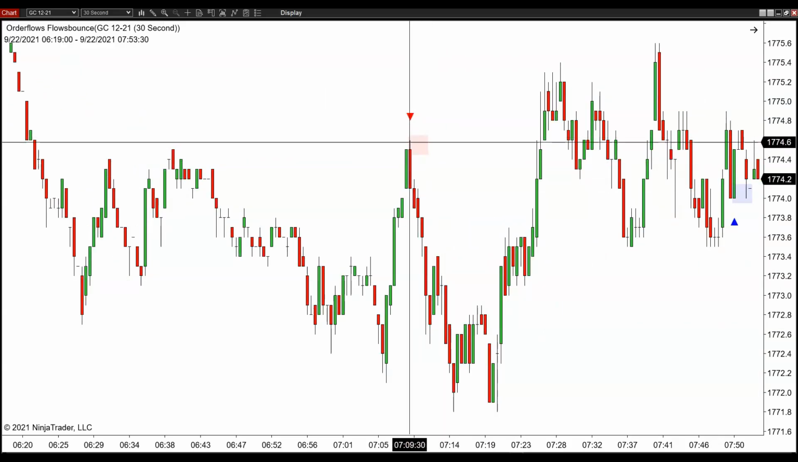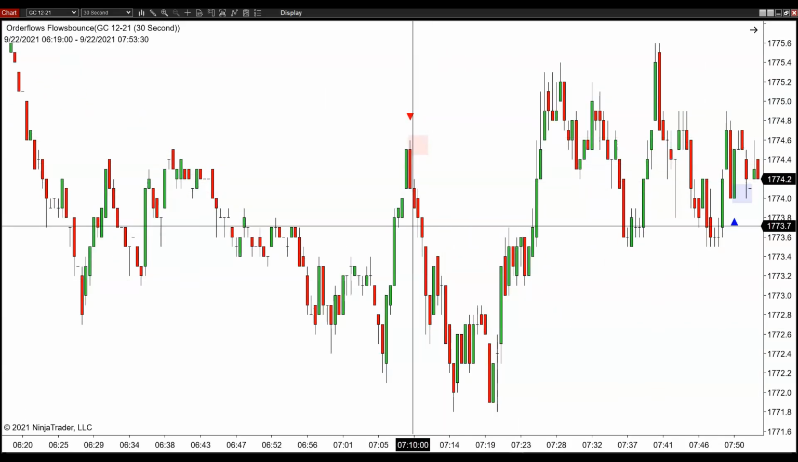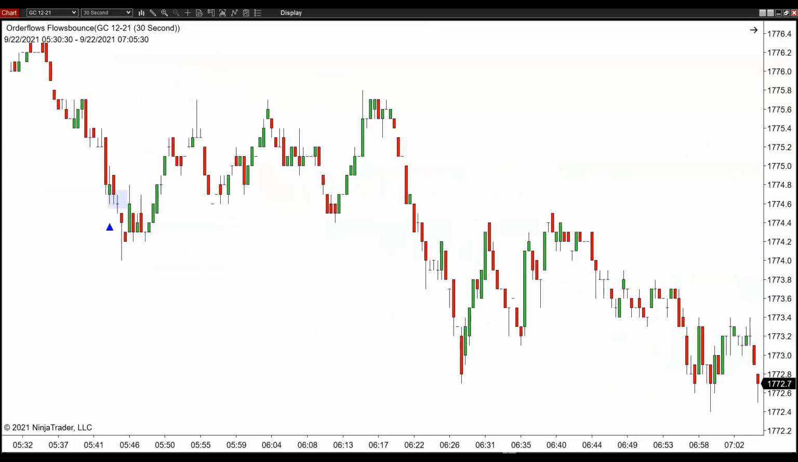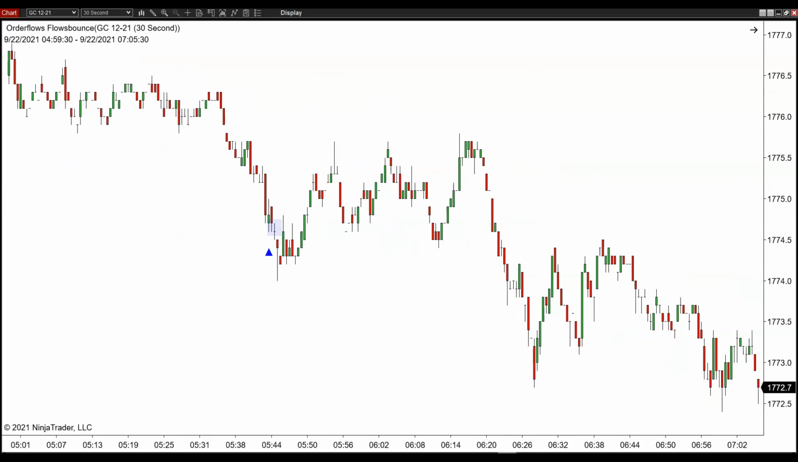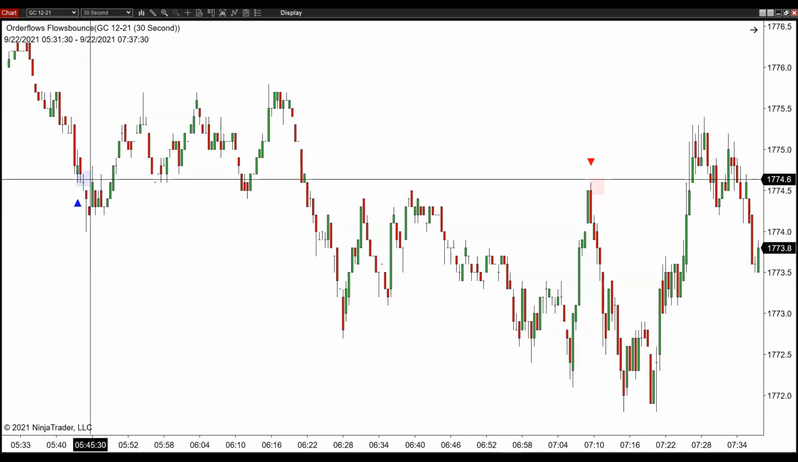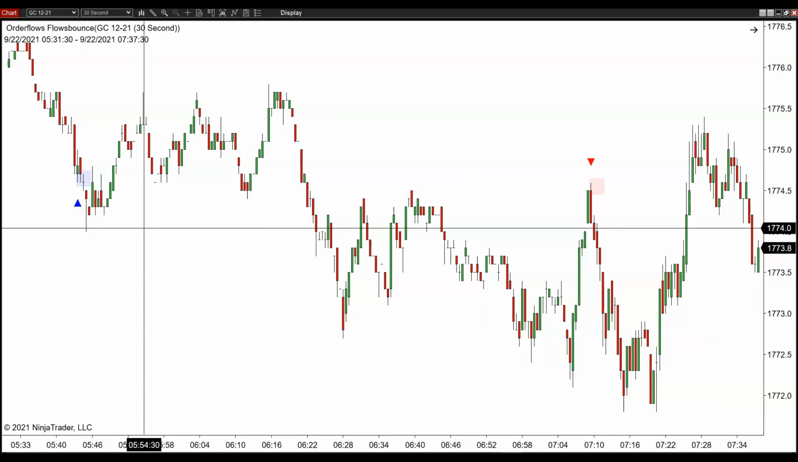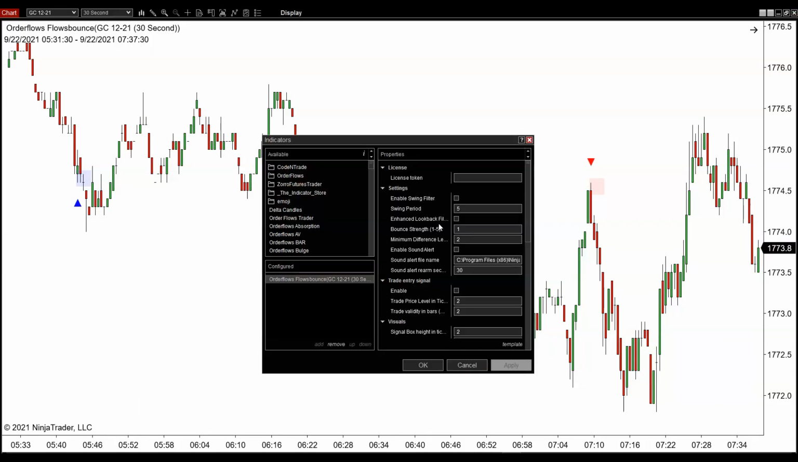And again, you could take this trade. This one worked, right? One trade worked, one trade didn't. But imagine you're staring at this. Gosh, I wish I didn't take this trade. Well, using the trade entry filter keeps you out of that trade because it doesn't have the follow through order flow.